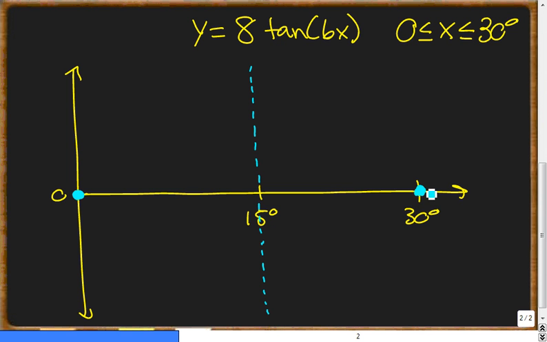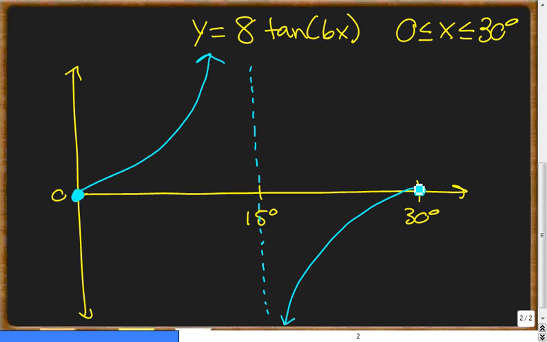Now, if we remember what our value of tangent does, it's very simple, okay? Tangent starts from 0 and it increases towards its vertical asymptote. And then after the vertical asymptote, it goes from negative infinity up to 0. So this is a rough sketch of what that would look like.